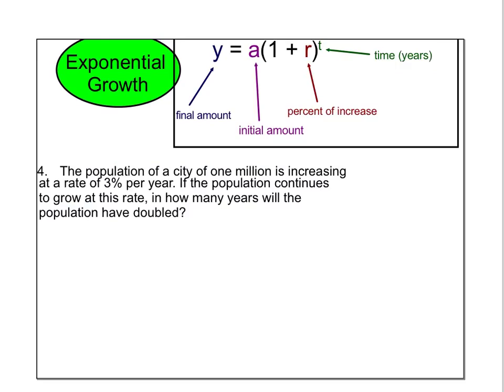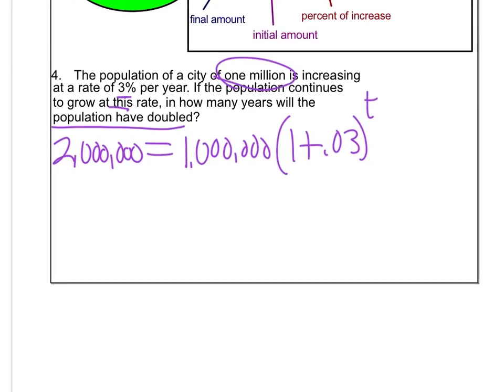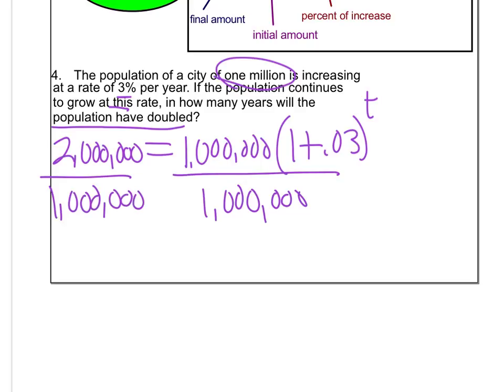So a population of a city of 1 million people is increasing at 3% per year. It grows at this rate, and how many years will it take for the population to have doubled? So your initial amount, 1 million. Rate, 1 plus 0.03, okay? And then how many years, that's what you're trying to figure out. When is that going to be 2 million? So now let's play around with this here. If I divide by 1 million, that's going to be 2. That's going to be equal to 1.03 raised to the t.